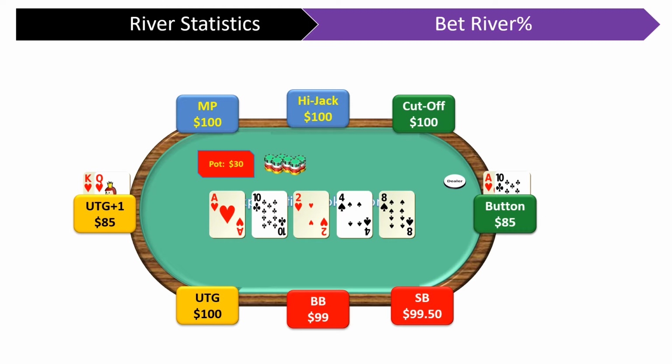So I don't use any turn statistics, and I only use one river statistic. In fact, I don't really use it anymore, but I used to. It's the bet river percentage. The bet river percentage measures how often a player bets on the river. The bet river percentage can help you get an idea of how often a player bluffs on the river. This statistic is not absolutely necessary. Observation is superior.